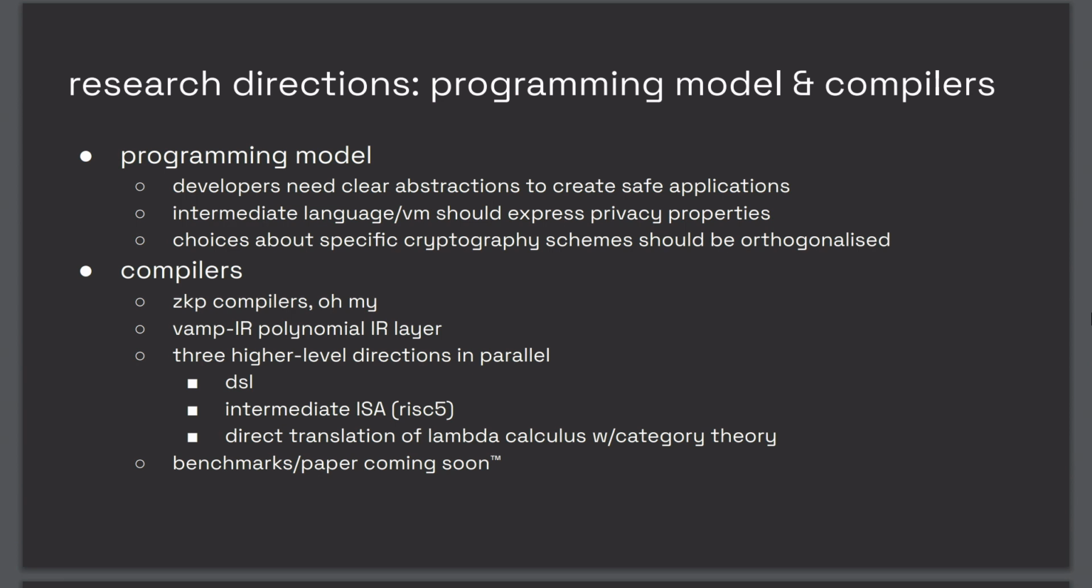And I think in order to write safe private applications, developers who are not necessarily going to understand all of the cryptography, and can't be expected to, need clear abstractions that capture the privacy properties without requiring understanding of specific cryptographic choices, or at least outsourcing some of those choices to orthogonal configurations or even to the compiler, eventually through compiler optimizations. So we're doing a little bit of work in this direction.